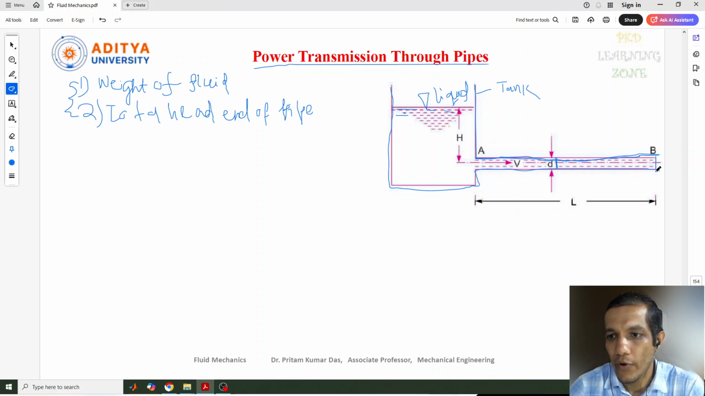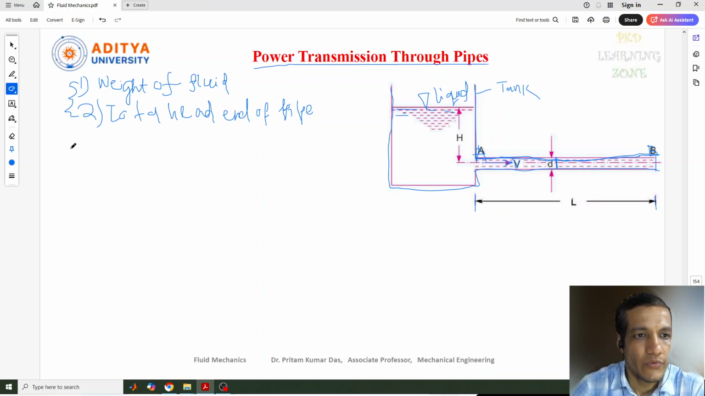The pipe is connected to the tank. At the end of this point, it was mentioned like AB pipe is there. Suppose this is A here and this is B. So this is the inlet of the pipe, and this is the outlet of the pipe. And the length of the pipe is L. And this is the velocity of the fluid flowing through this pipe.